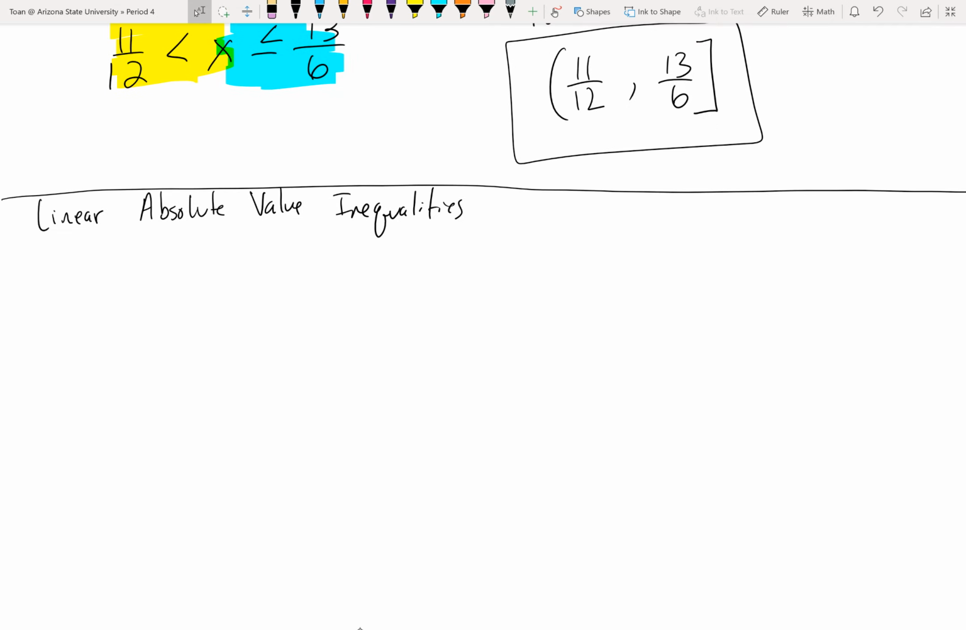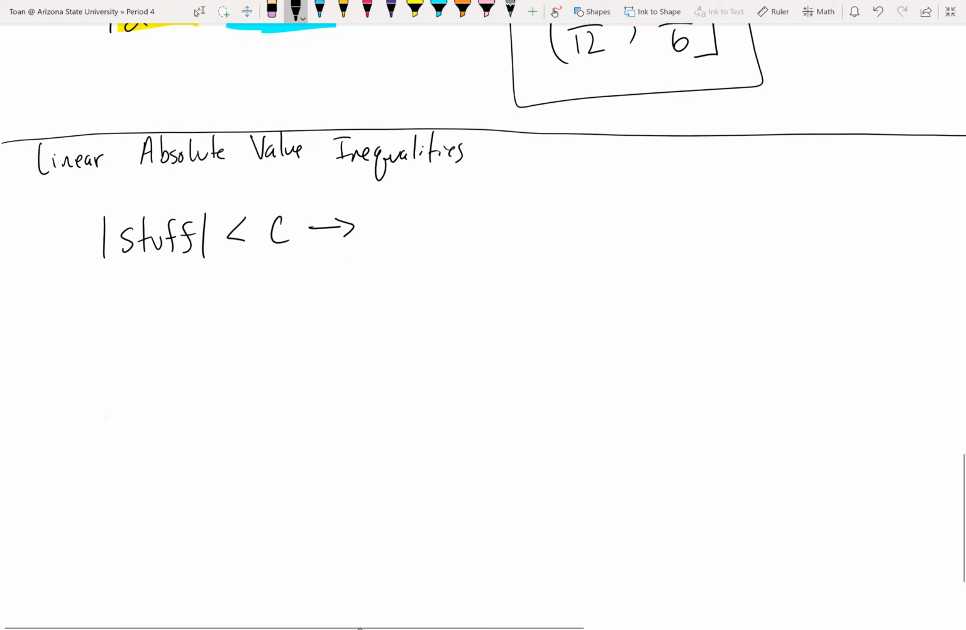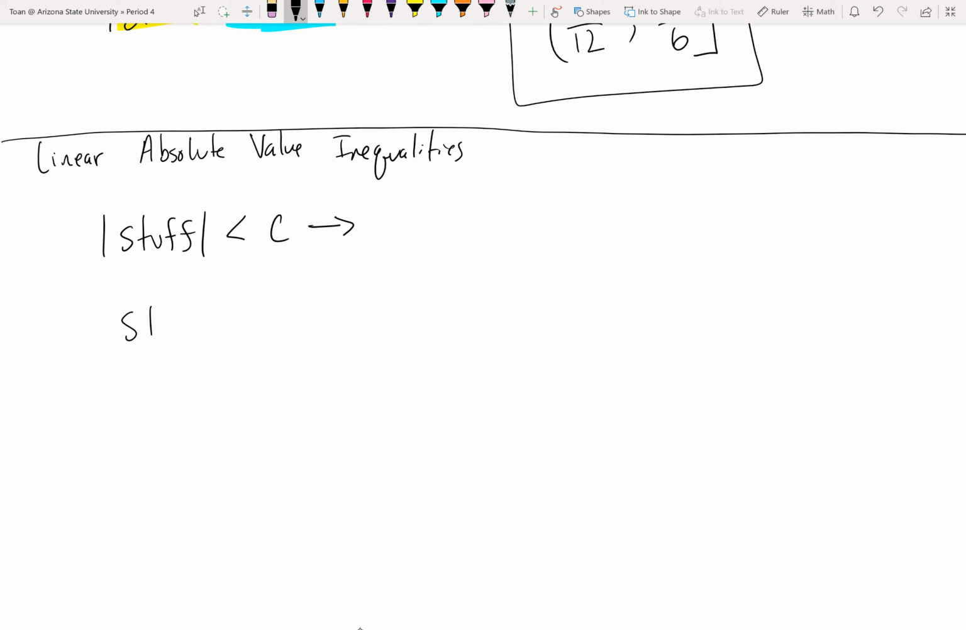Now, I must warn you, I'm about to use some very high-level math symbols here, so if you don't know something, please ask. But if you have stuff inside an absolute value, and it's less than some number, let's just call it the number c, this is how you reveal the compound inequality. So this will always transform into, you write down the stuff, you trap him in between the less than symbols, and then you squeeze him around the positive and the negative number. That's it. That's how you set up absolute value less than problems.